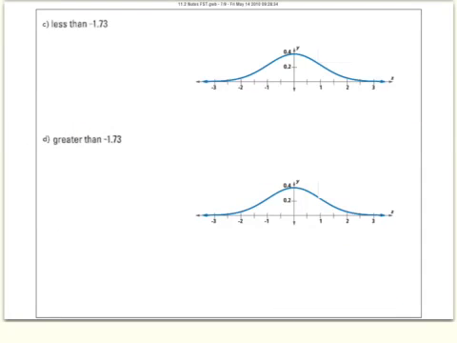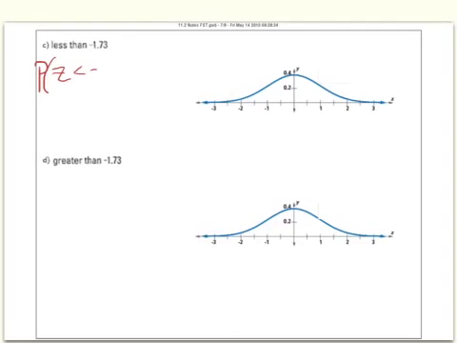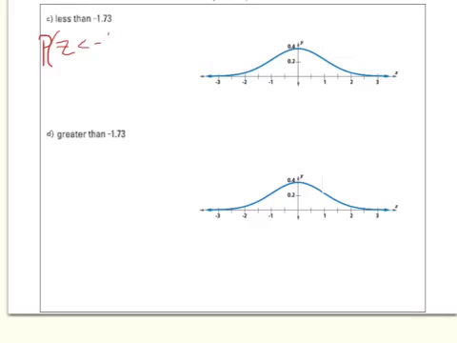Now this one's interesting to look at. They want the z-score to be less than negative 1.73. So I'm just going to write that out. They want the probability that the z-score is less than negative 1.73. Okay, put it on the graph. Negative 1.73 is roughly here. And this is what they want, the probability that it's right there. I need that little tail end.